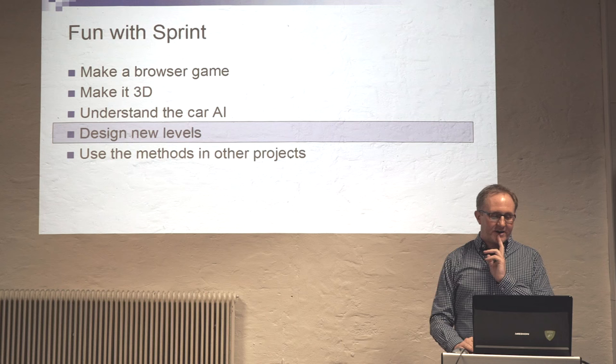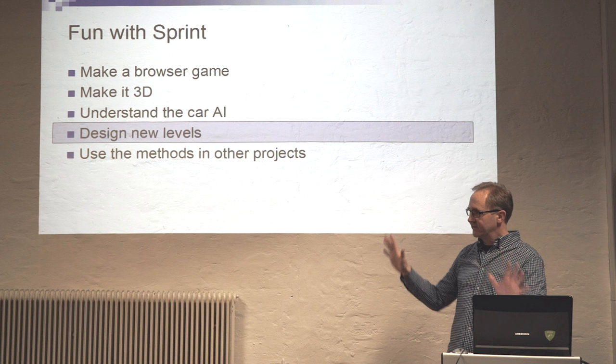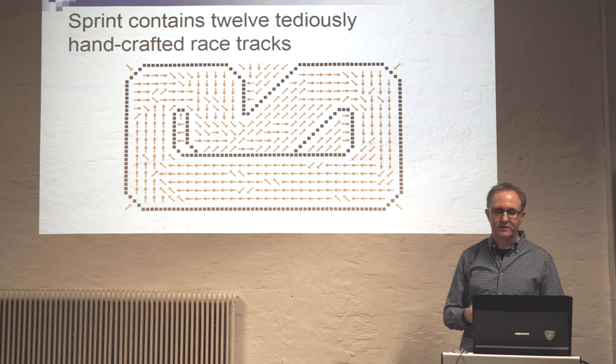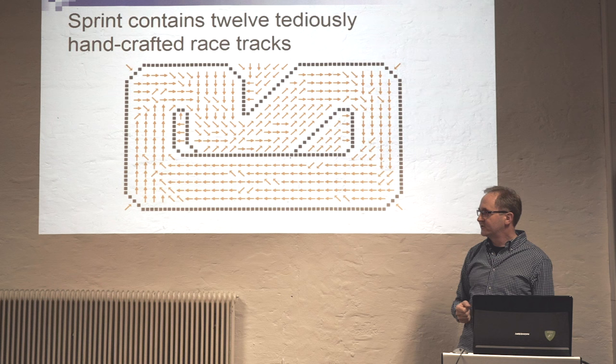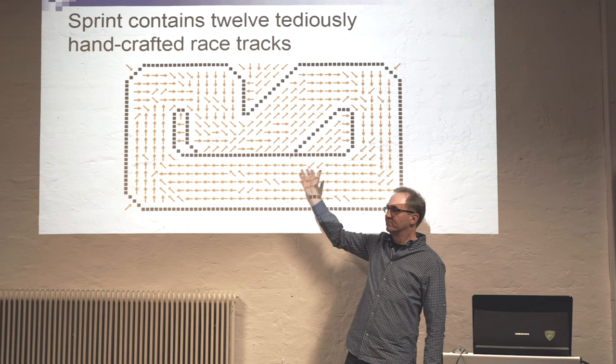But I then tried to take this knowledge and design new racetracks for the game, because I now knew how it worked, and the patent also describes in which way these tracks are stored in the game ROM. So I tried to design new levels. Sprint itself contains 12 handcrafted levels by the Atari engineers. They made all these track designs and made all these little arrows and put them there in a way that the cars move smoothly around.